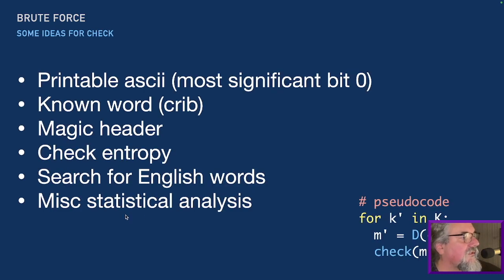So how can we do this check? Well, for instance, if we assume that it's printable ASCII, if you go to the ASCII table, you will see that all English letters and digits and special characters too, like space and exclamation mark and quotation mark and so on, they all have a zero at the most significant bit. They are encoded in ASCII with 8 bits, but it's actually only the 7 lower bits that are used. The most significant bit is always 0.